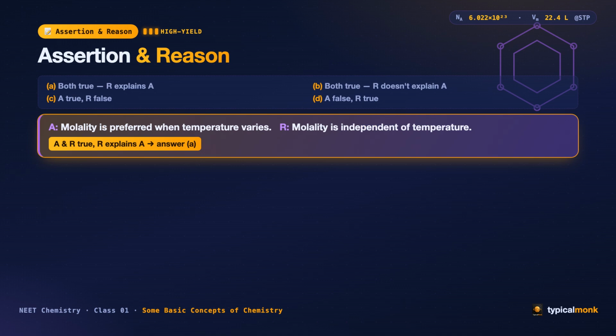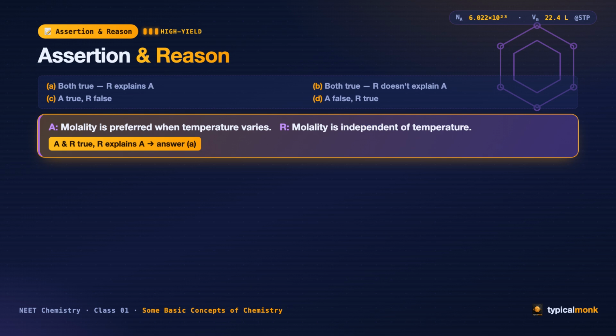Remember the 4 options. Option A, both statements true and the reason explains the assertion. Option B, both true but the reason does not explain the assertion. Option C, assertion true, reason false. Option D, assertion false, reason true. First one, assertion: molality is preferred over molarity when the temperature of an experiment varies. Reason: molality is independent of temperature.